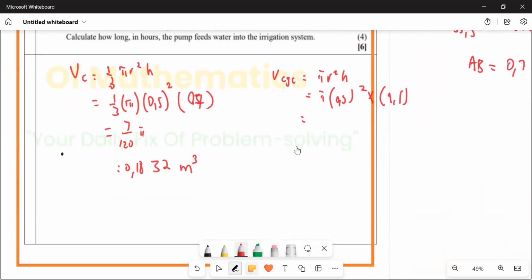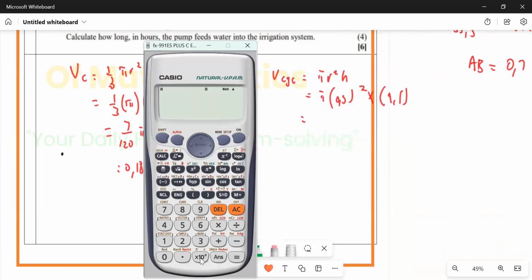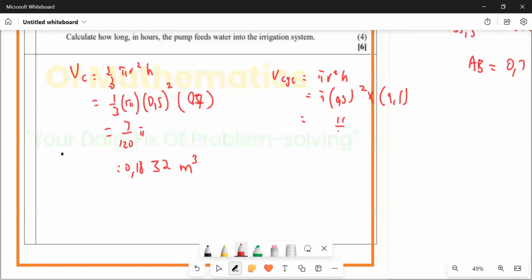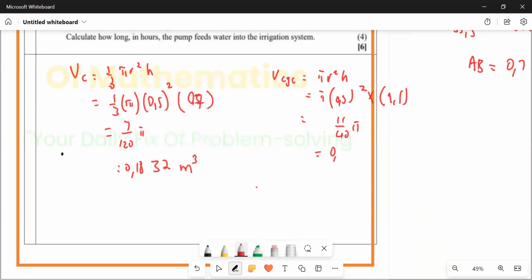And then we go and say, okay, what do we have? We have pi, shift again. Pi multiplied by 0.5, all squared, multiplied by 1.1. Like this again. And then you get 11 all over 40 pi. And then this is going to give us something like, let's check, 0.8639.